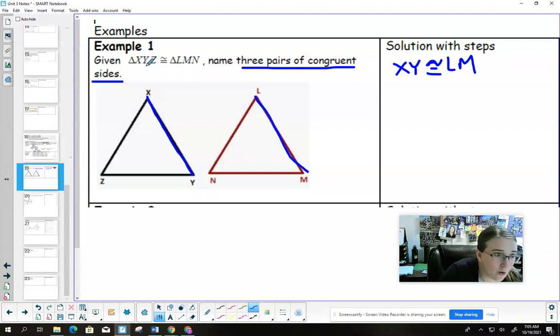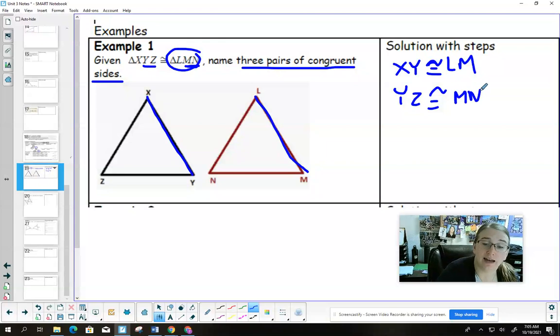So if I'm talking about side YZ, just looking at the congruency statement, side YZ is the last 2 letters. What side is it going to be congruent to over here? MN, last 2 letters, last 2 letters. And again, that comes from the statement itself. Yes, I know that YZ and MN are kind of like the same side, but that's not what matters. It matters that based on the statement here, that tells us what sides are congruent.